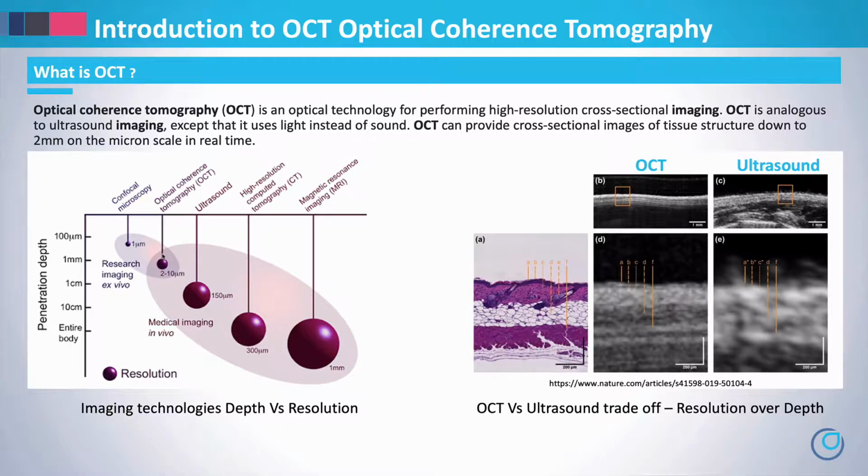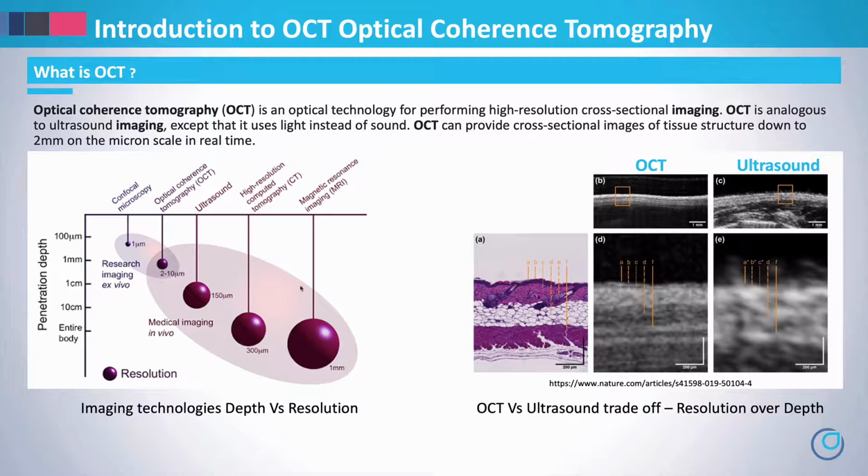We see here various imaging modalities listed across the top. MRI, used to penetrate the entire body, has a resolution around 1 millimeter. If we move from high resolution CT to ultrasound to OCT, we see increasing resolution with less penetration. At the very end of our scale is confocal microscopy, which gives us the highest resolution. But OCT, which we're talking about here, can give us a very high resolution penetration down to 2 millimeters.